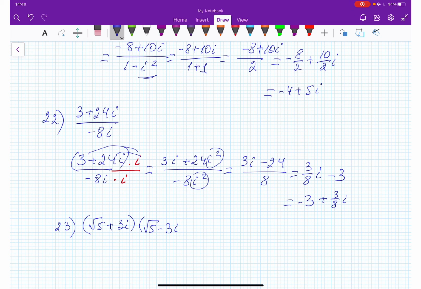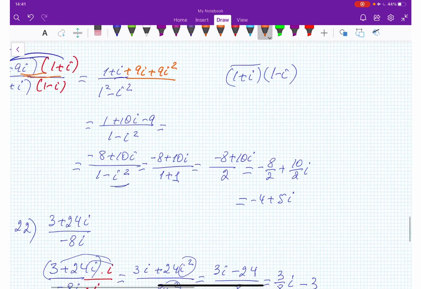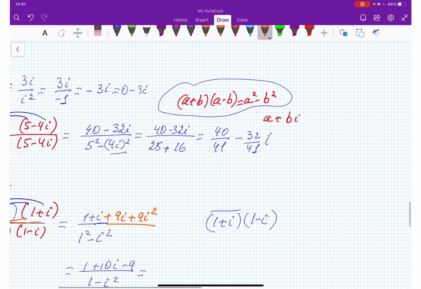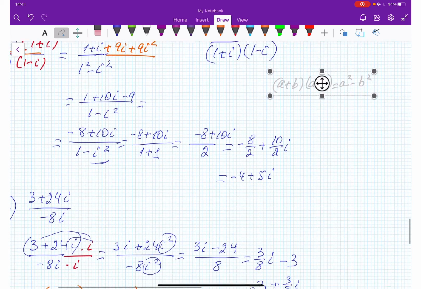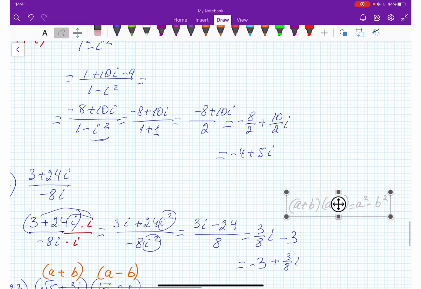minus 3i. Does it remind you of a formula? a plus b, a minus b. And that is equal, where is it? Let me bring it down. That is equal to a squared minus b squared, yes?